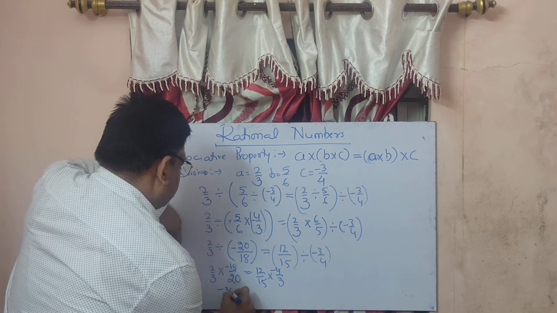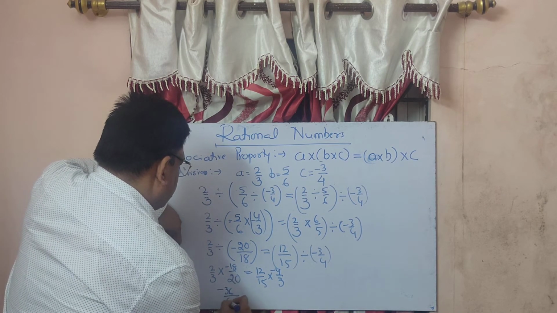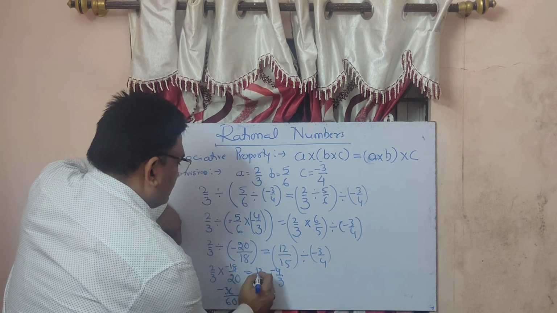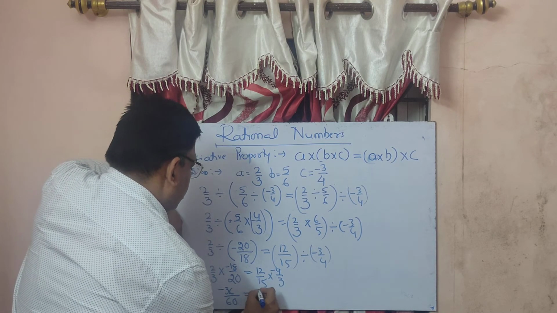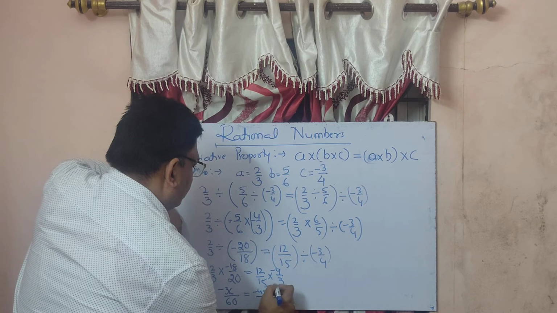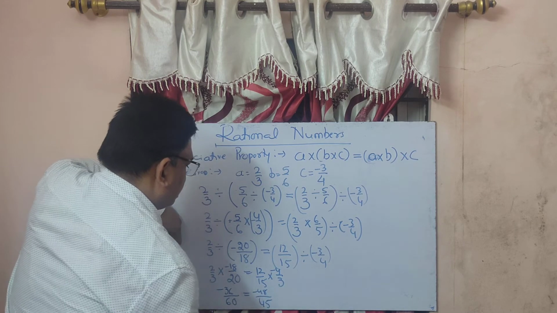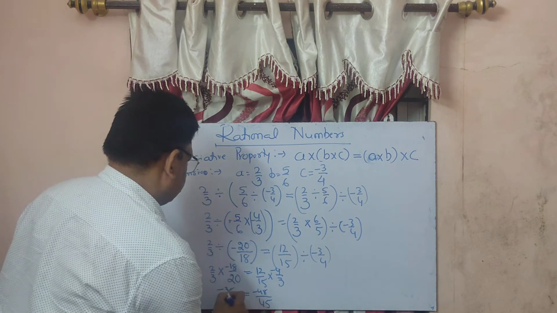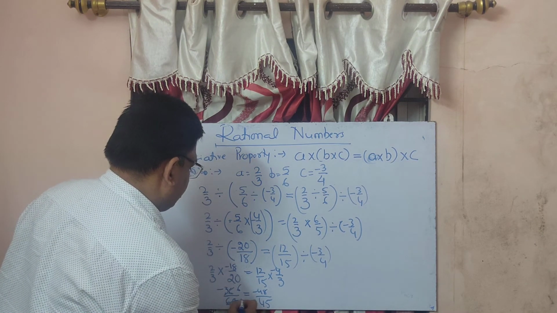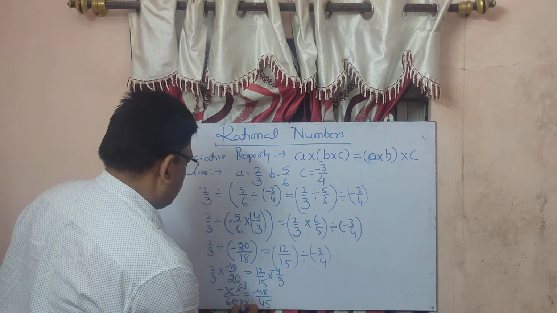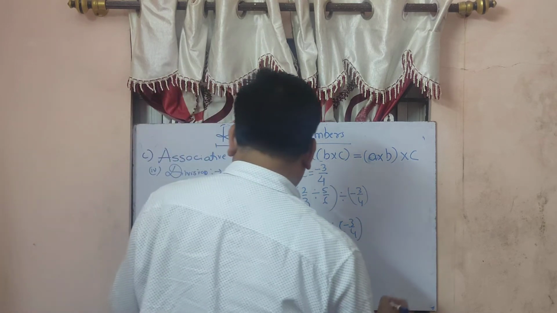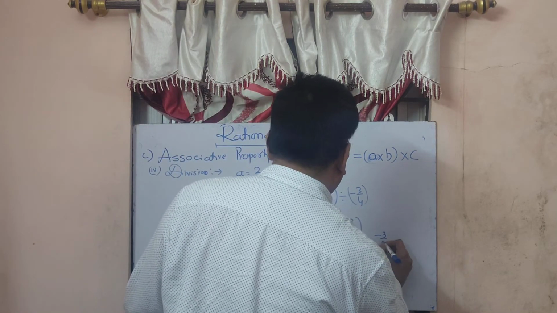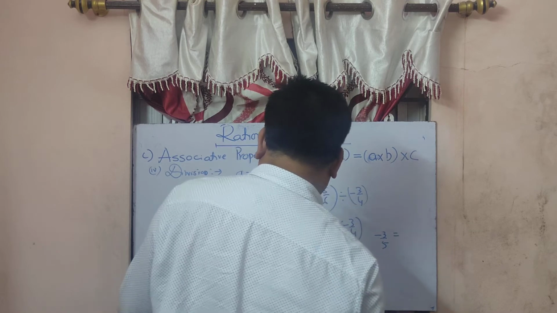Now 18 3 2s are how much? So minus 36. 2 3s are 60. 12 4s are minus 48. 15 3s are 45. Now let us simplify. 6 6s, 6 10s. 2 3s, 2 5s. The first one will be minus 3 upon 5. That is equal to.